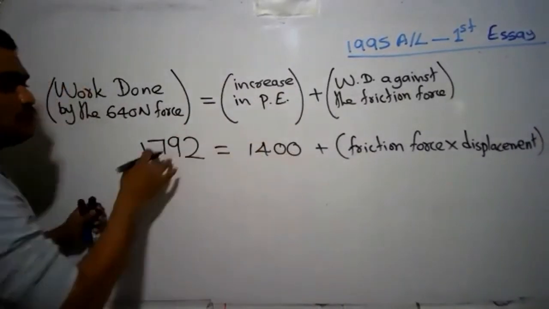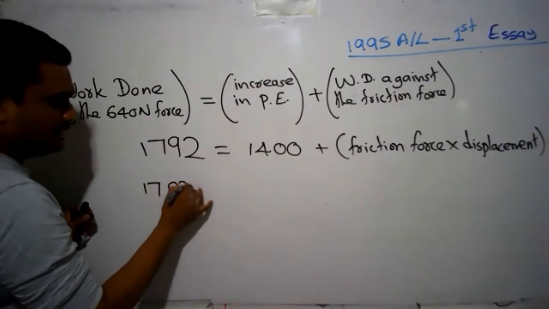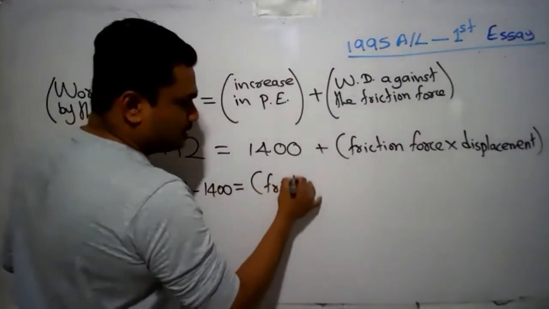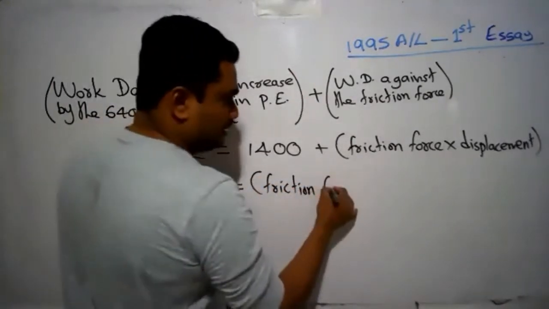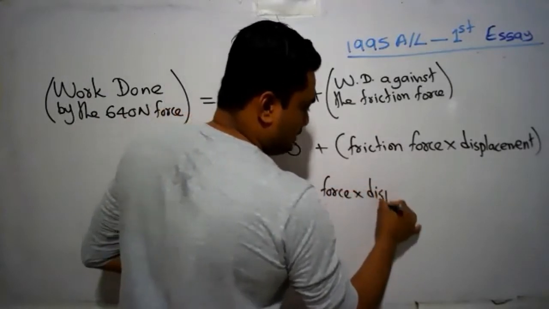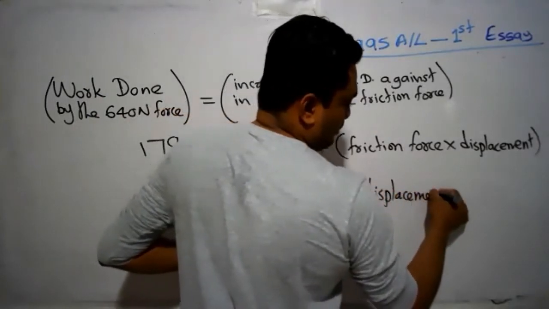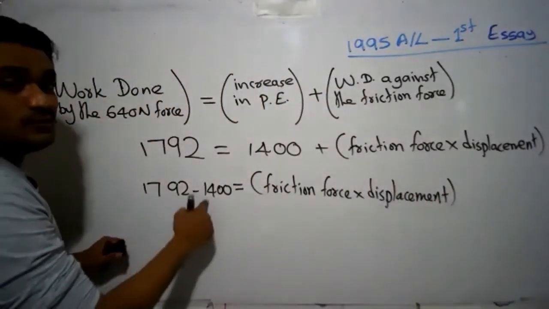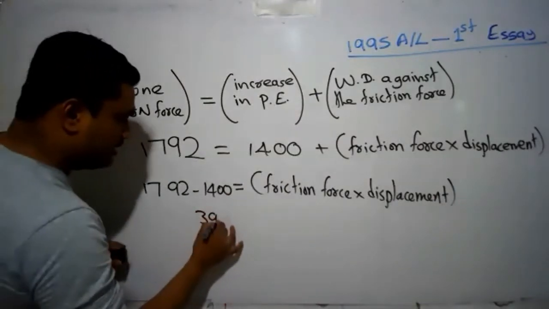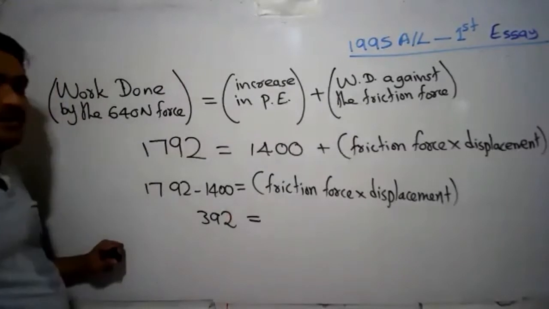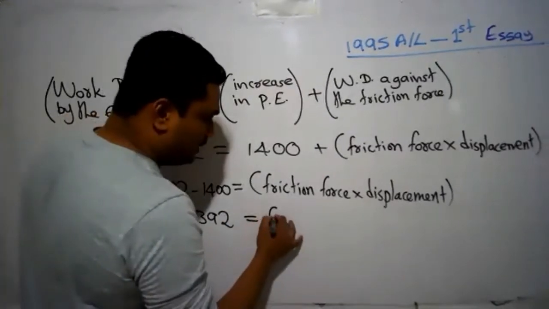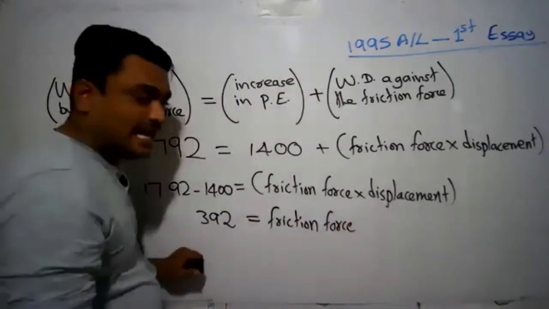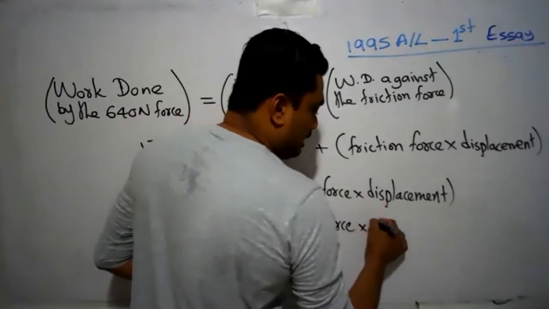So let's take 1400 this side. 1792 minus 1400 equals friction force into displacement. So 1792 minus 1400 means 392, right? We don't know what the friction force is, but we know that the displacement is 2.8.